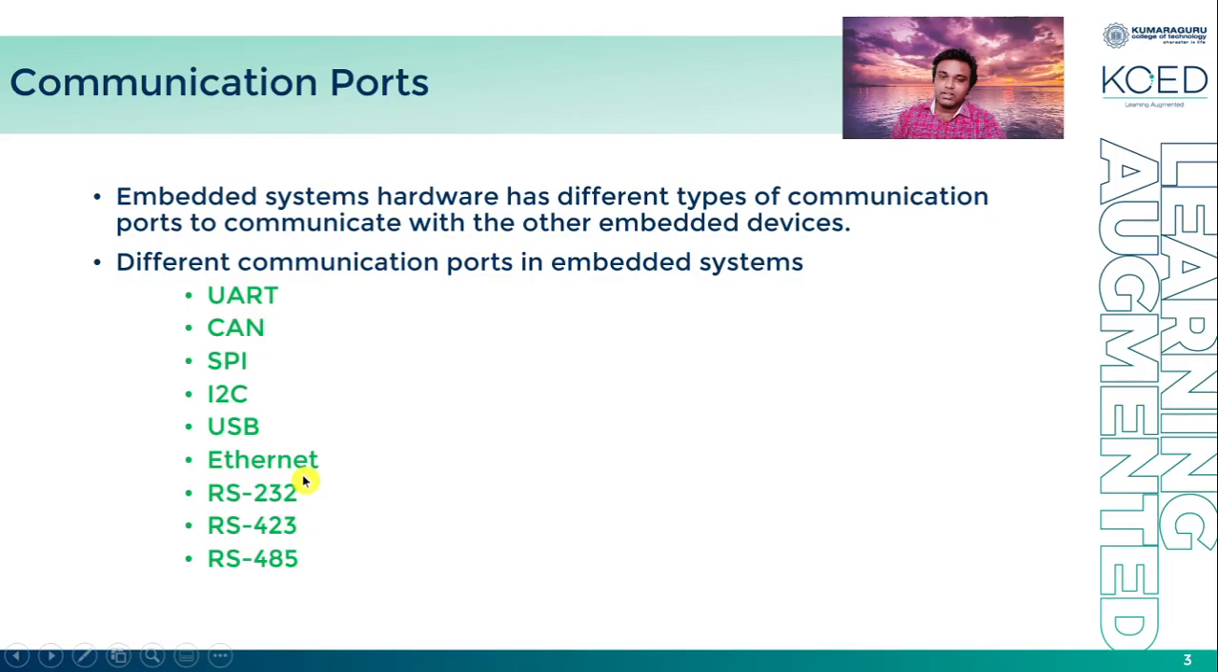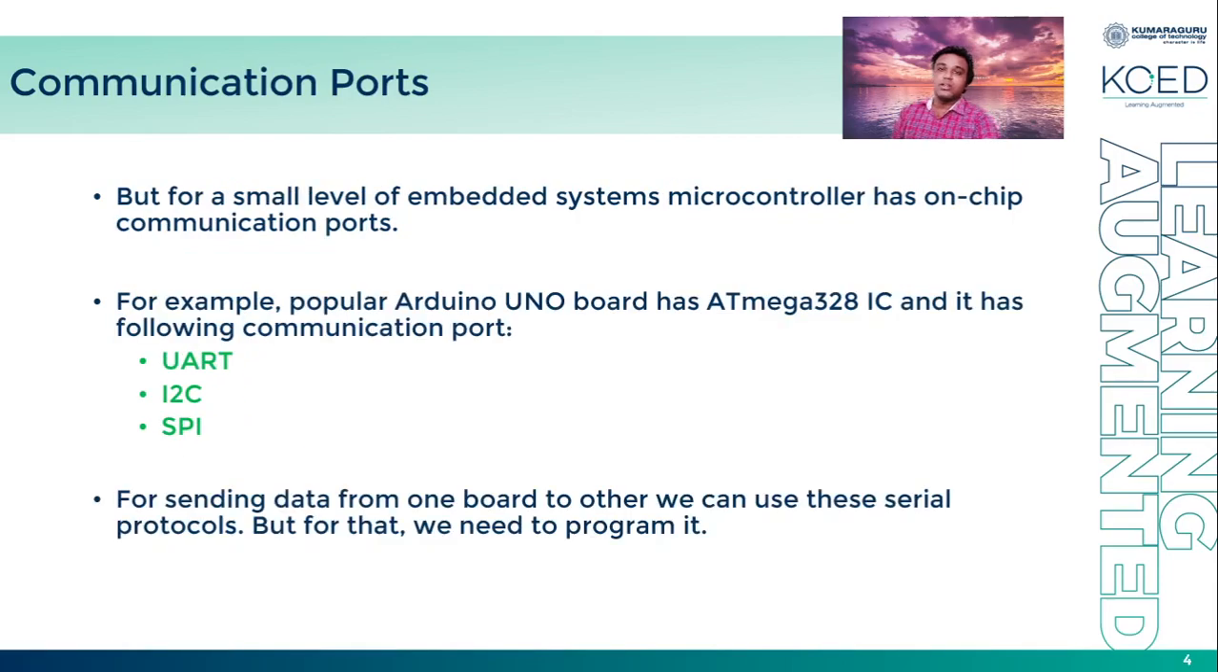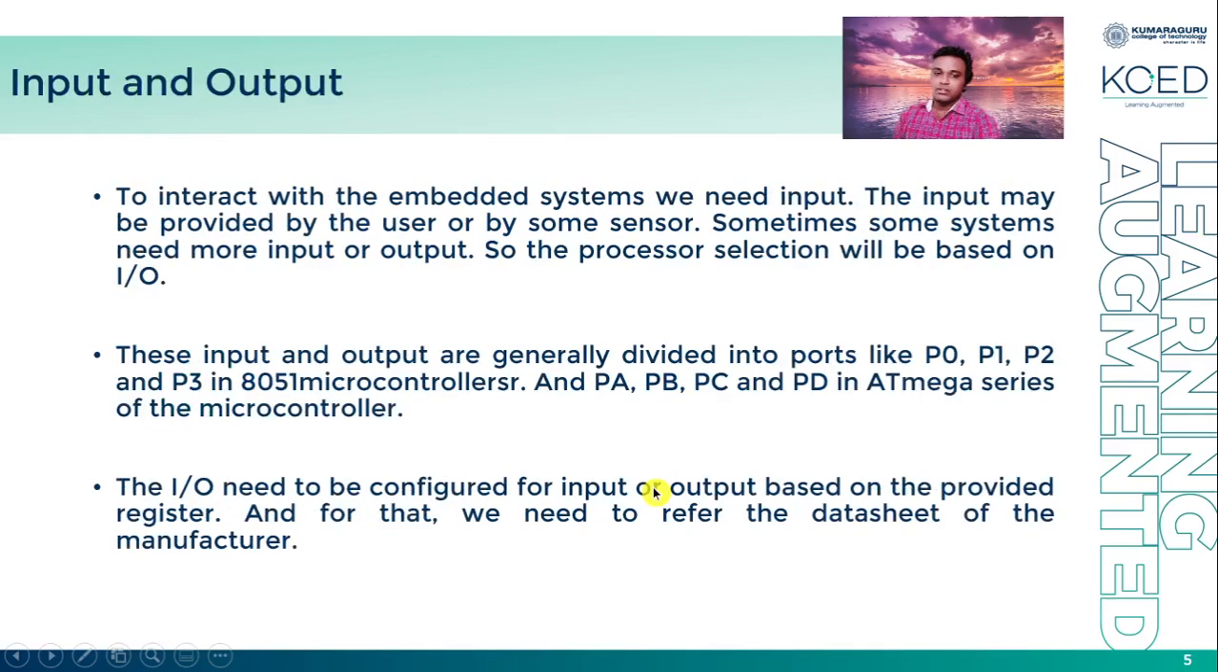But for a smaller level of embedded system, the microcontroller has on-chip communication ports. Some of the ports available in Arduino Uno are UART, I2C, and SPI. For sending data from one board to another, we'll be using the serial protocols, but for that we need to program it based upon our requirements. Next we'll be seeing about the input and output.